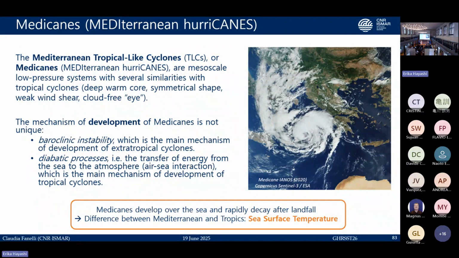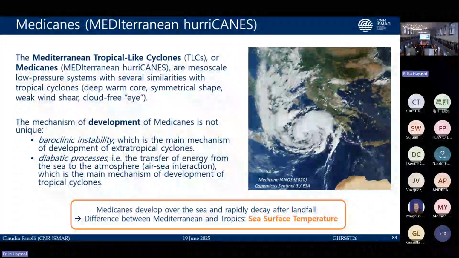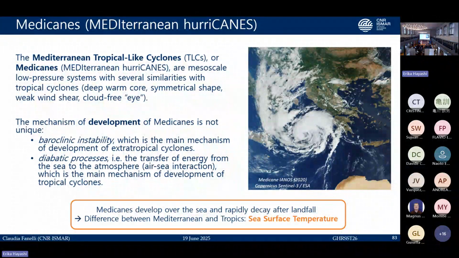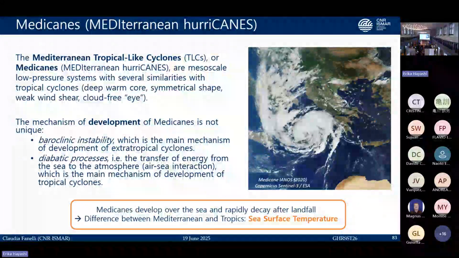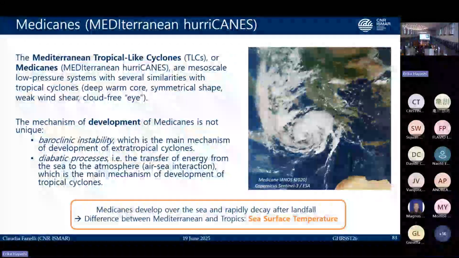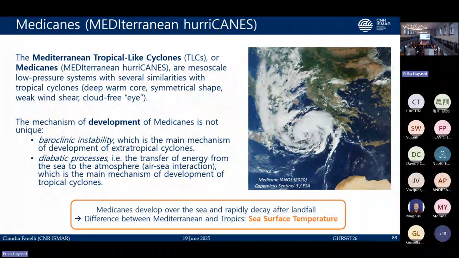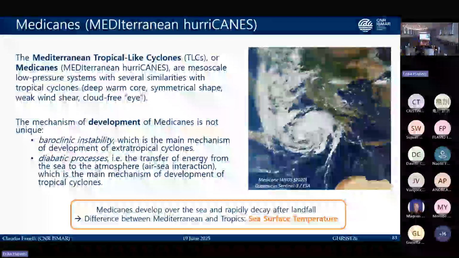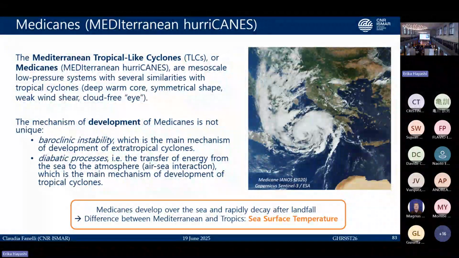But most of them develop due to diabatic processes, so the transfer of energy from the sea to the atmosphere. This is the main mechanism of development of tropical cyclones, but also during all the phases, also for the mature phase. So medicanes develop over the sea and rapidly decay after landfall, but even if they have a lot of similarities with tropical cyclones, we have a very big difference, which is the average values of the sea surface temperature between the tropics and the Mediterranean Sea.